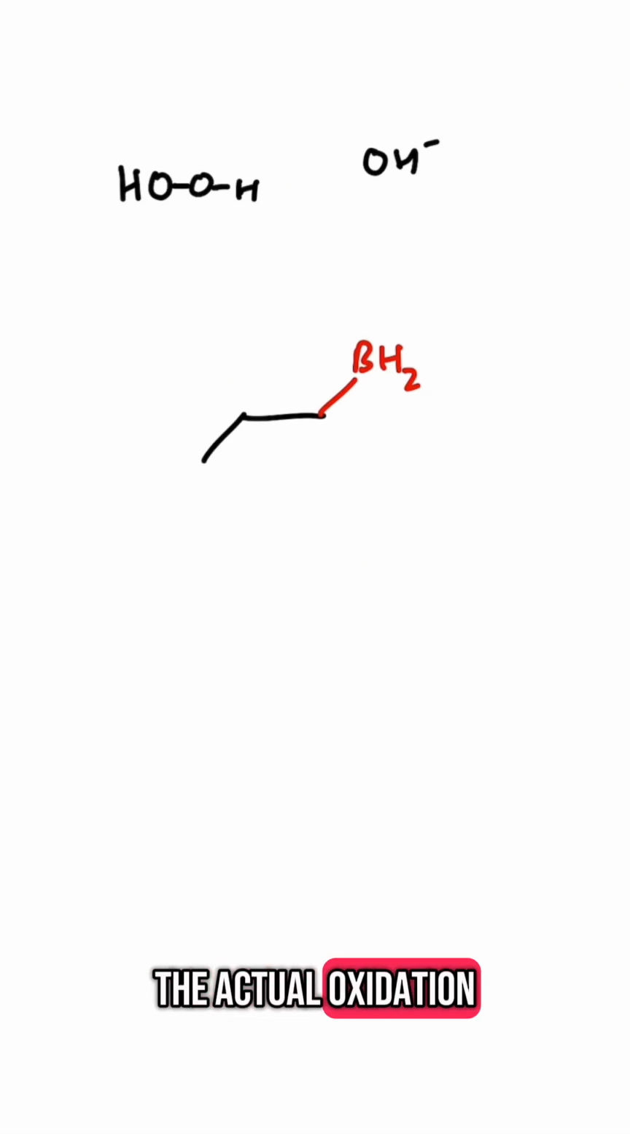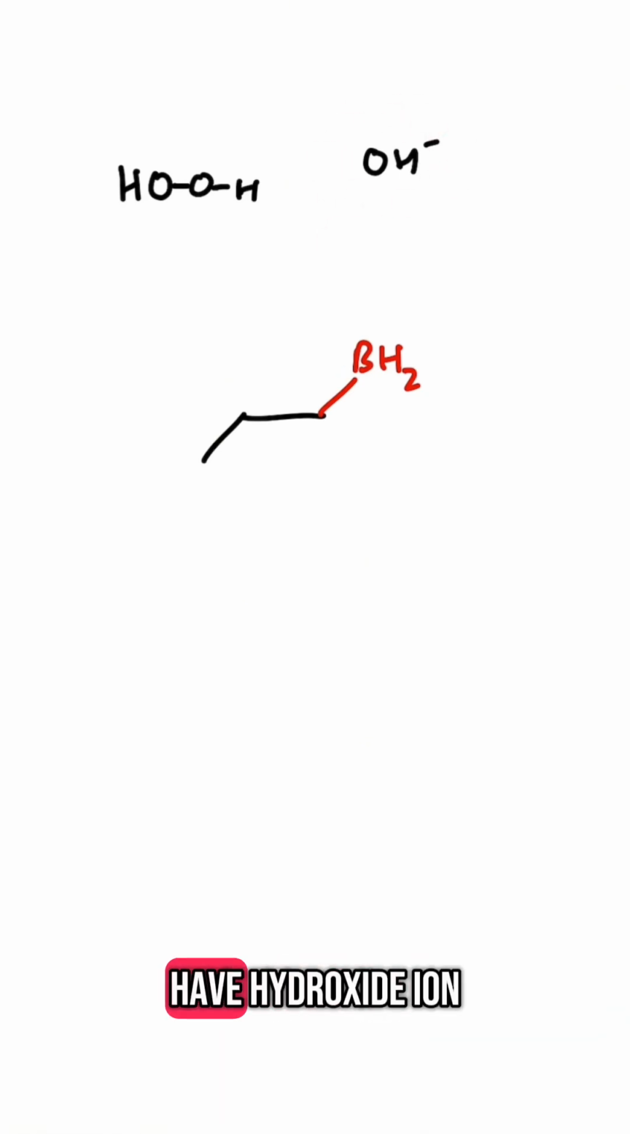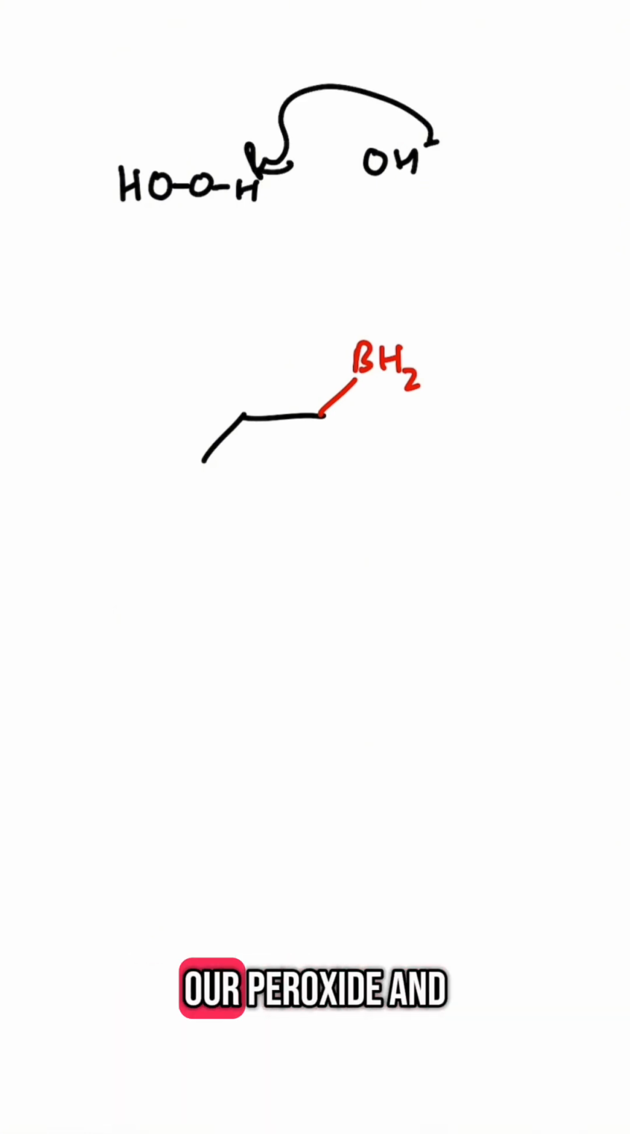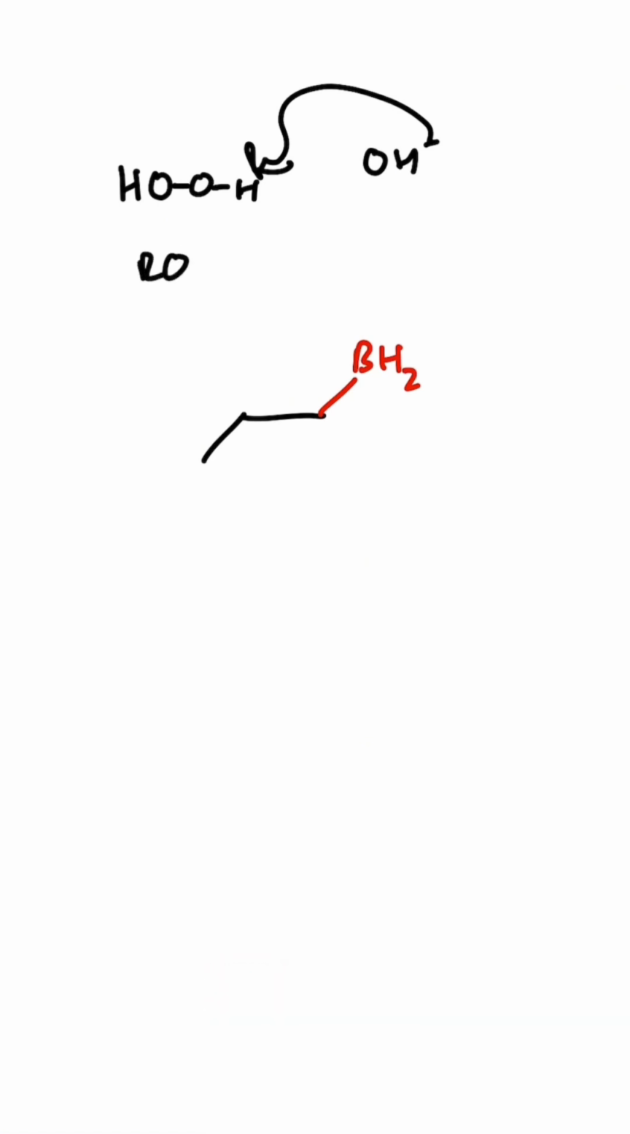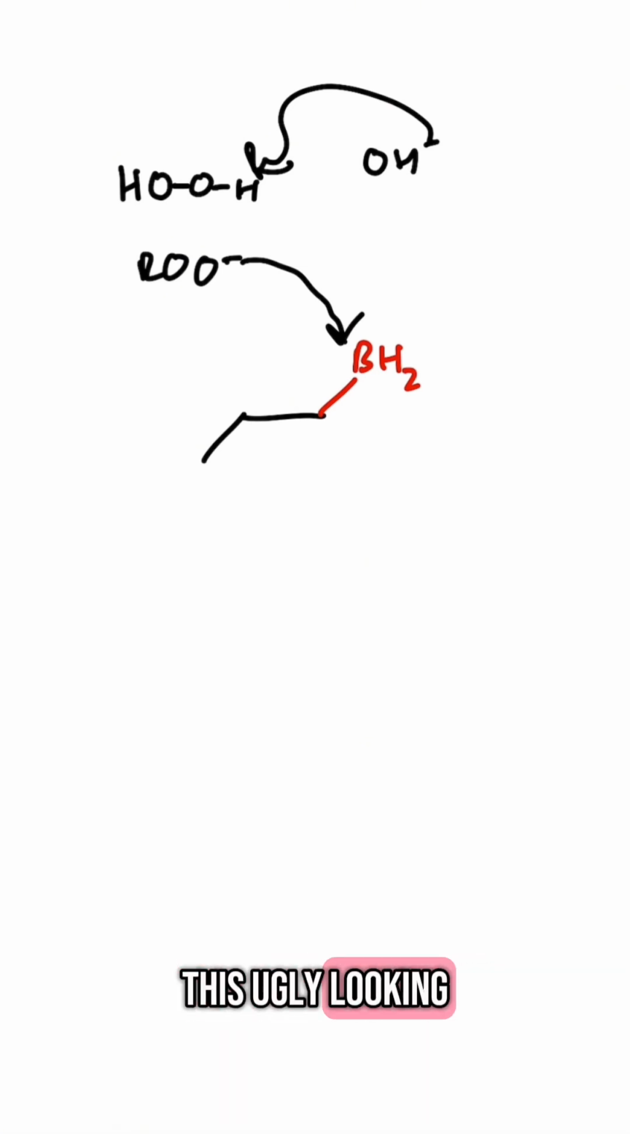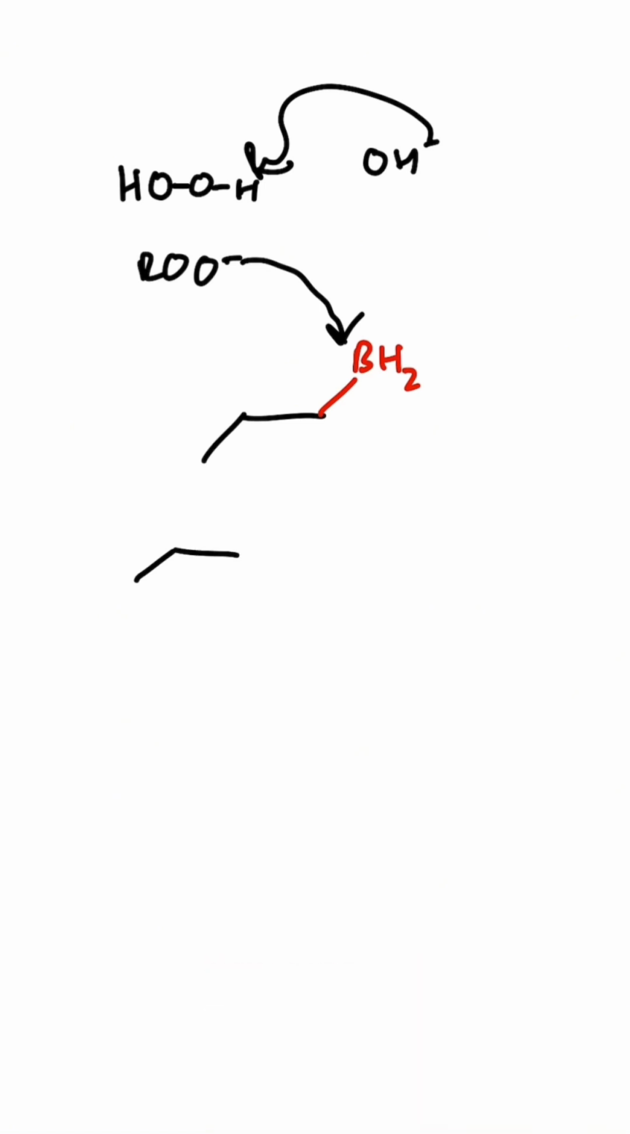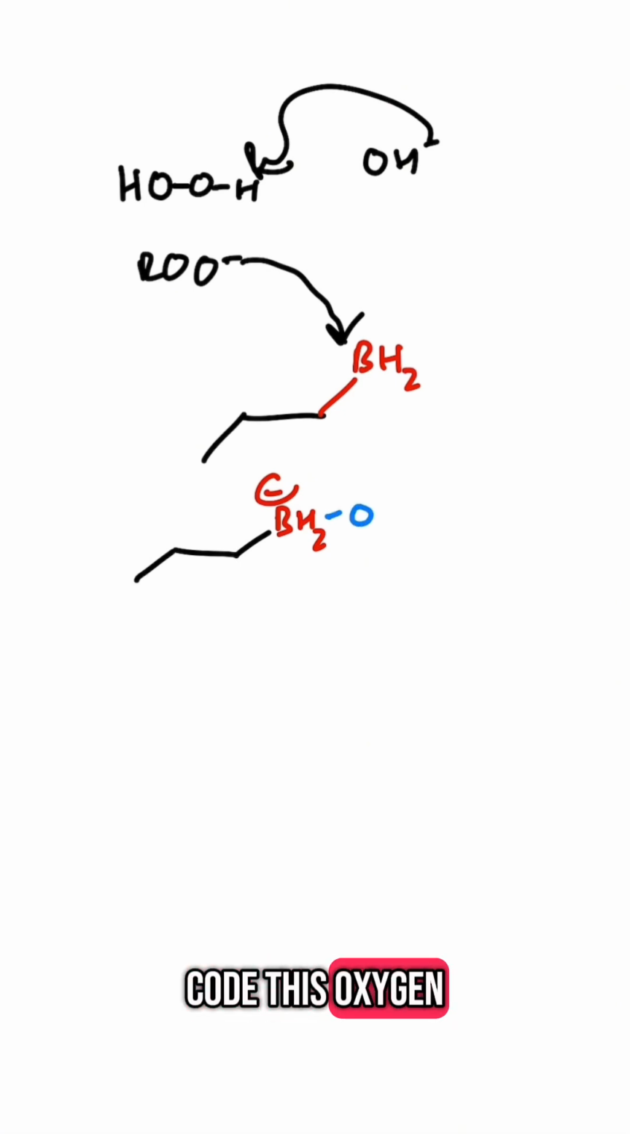So now for the actual oxidation step. First we have hydroxide ion from the sodium hydroxide that's in there, which comes and deprotonates our peroxide, and it forms this peroxide ion here, with a minus charge. Then what happens is this goes and attacks our boron, which gives us this ugly looking molecule next. Make sure I color code this. BH2, it's got a minus charge on it. Let me color code this oxygen.